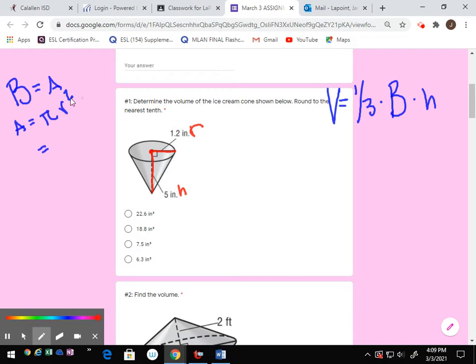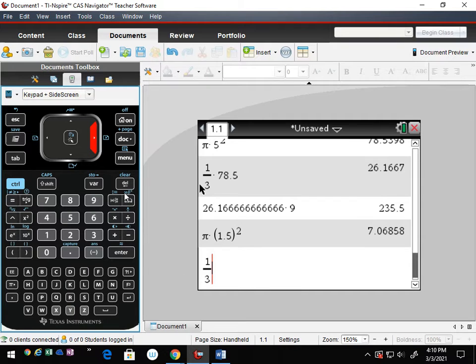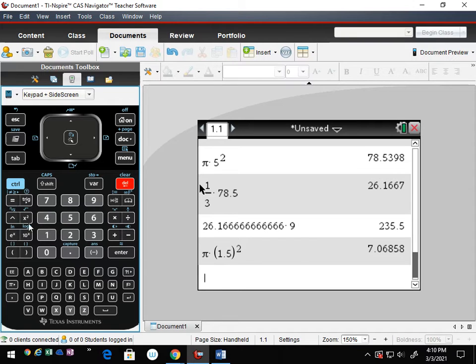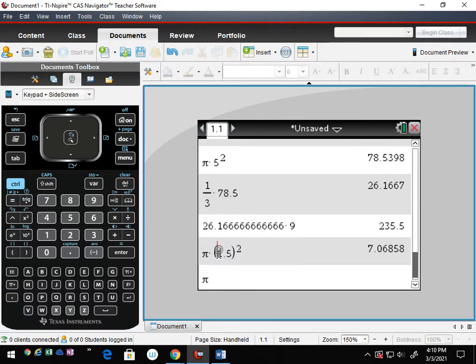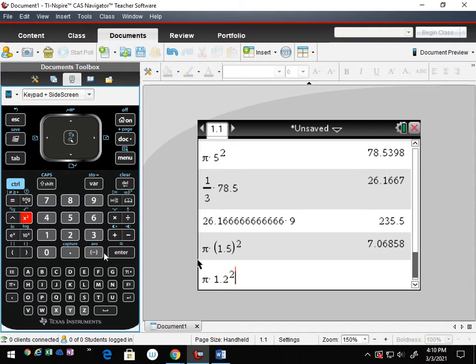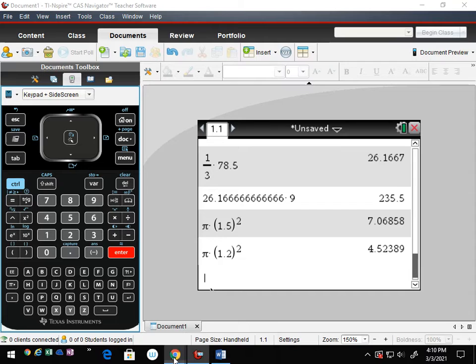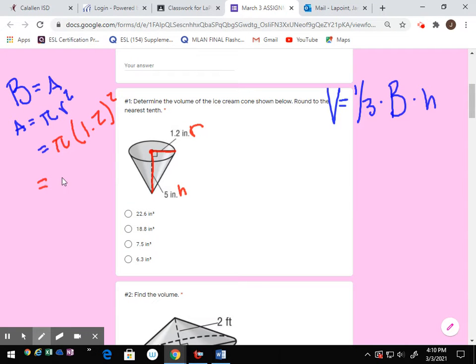First off, let's go ahead and find our area of the base. So let's plug in 1.2 in for our area formula for R. So we now have pi times 1.2 squared. Go to our calculator. We have pi, let's go to our pi symbol, pi times 1.2 squared, which is equal to 4.5. So big B is equal to 4.5 inches squared. All right, it's squared because we're finding the area.